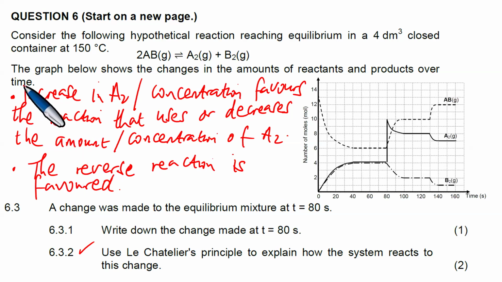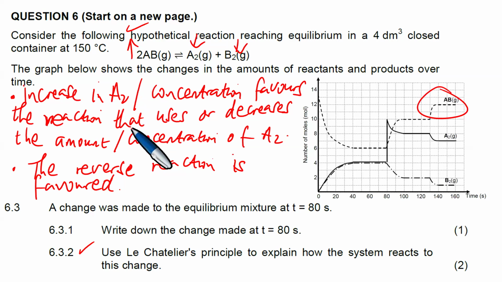Okay, so use Le Chatelier's principle to explain how the system reacts to this change. Now, increase in A2 concentration favors the reaction that uses or decreases the amount or concentration of A2, the reverse reaction is favored. So in other words, you can see that suddenly we saw that AB increased and A2 and B2 went down. You can see the reverse reaction was favored because suddenly there was an increase in the reactant.